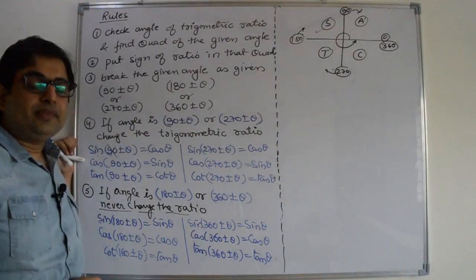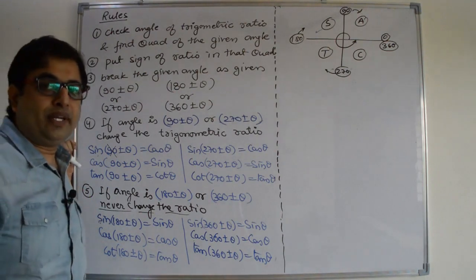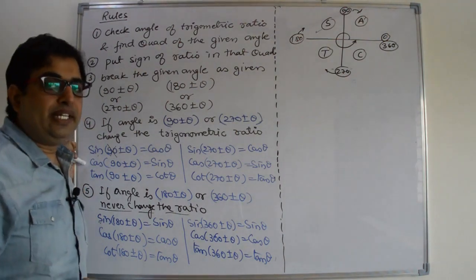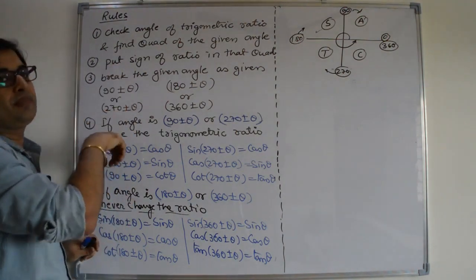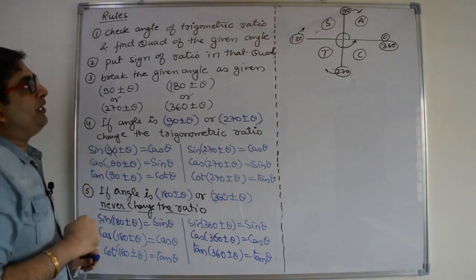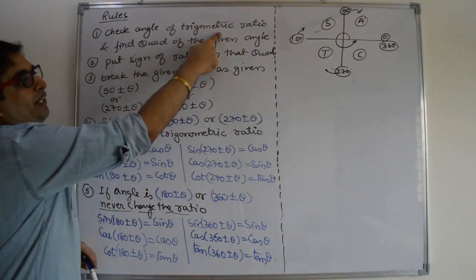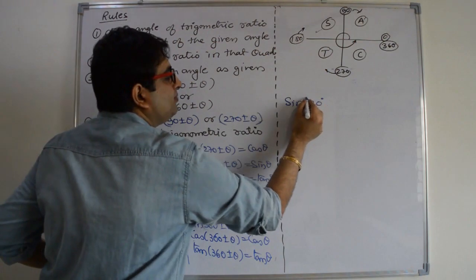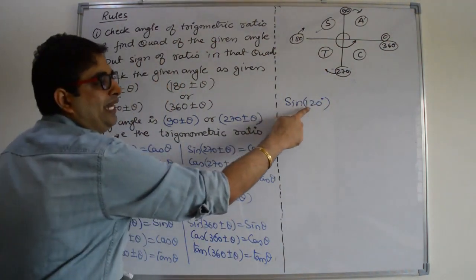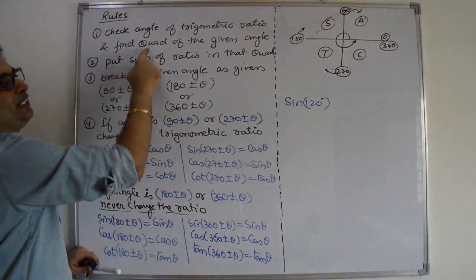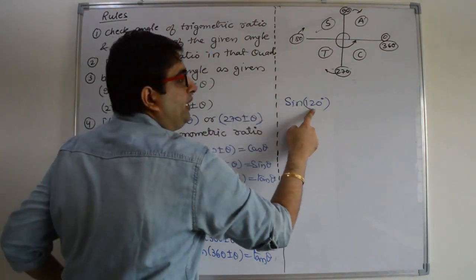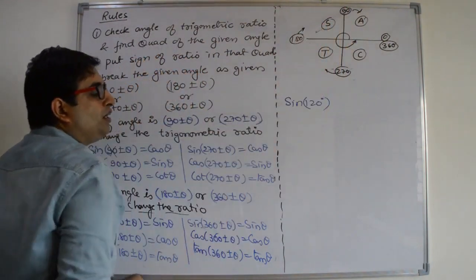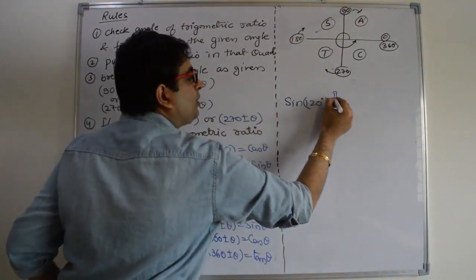Now let us understand how to calculate the trigonometric quantity if the angle is more than 90, right? If the angle is more than 90, then we have to follow some specific rules. These are the rules. Let us see one by one. Check the angle of the trigonometric ratio. Whatever the ratio, let us take sine 120 degree. So the first step is to find the angle. The angle is 120 degree. Then find the quadrant of the given angle. 120 degree is between 90 and 180, so it will be in the second quadrant.